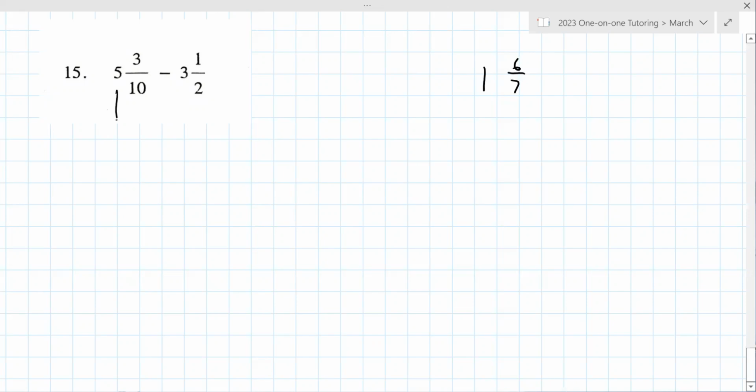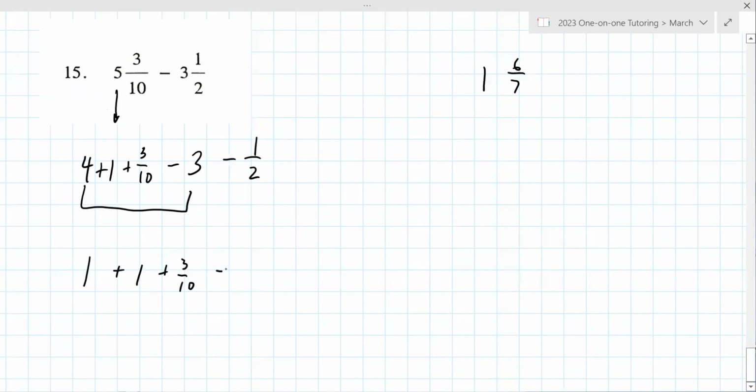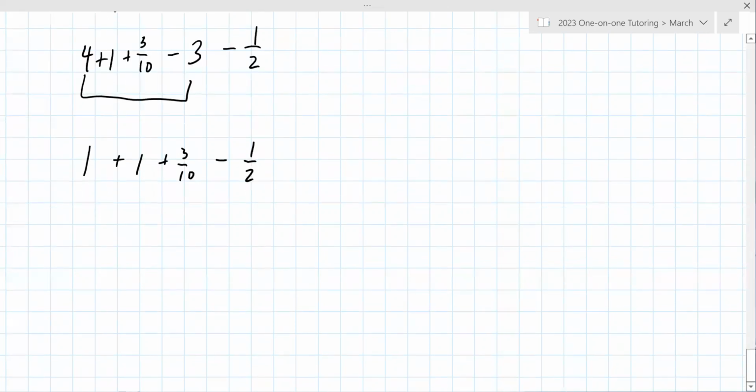No. So 5 becomes 4 plus 1 plus 3 over 10 minus 3 minus 1/2. Do you have that written down? Yes. Okay, so you start with the 4 and the minus 3, that's 1. Plus 1 plus 3 over 10 minus 1/2. Any questions on that? I got that down. Okay, so now you take this 1, the 1 turns into a 1 over 1.